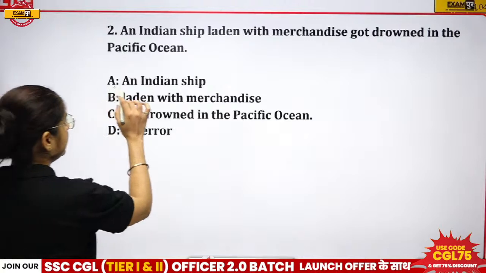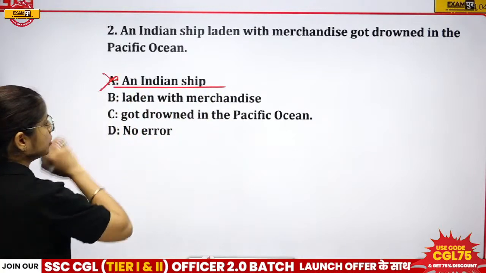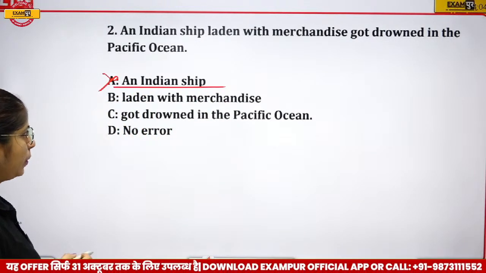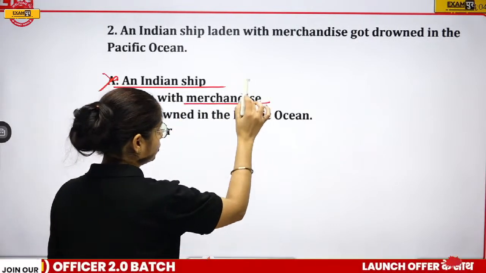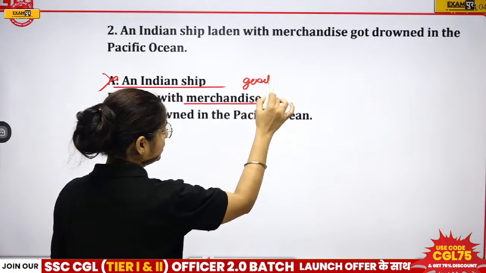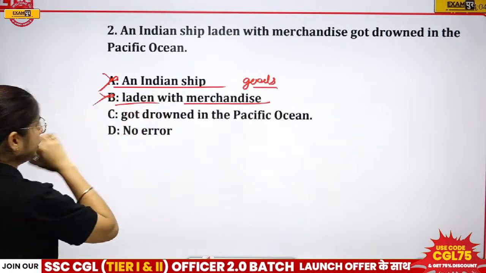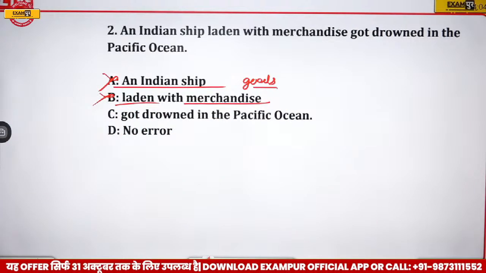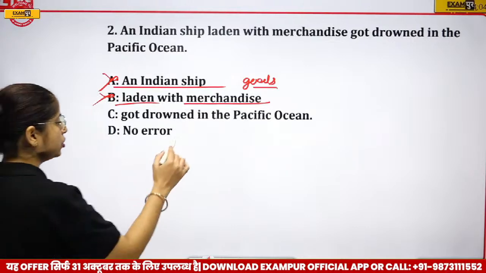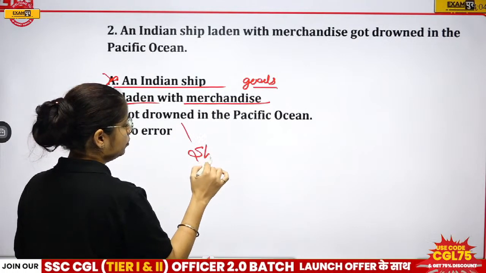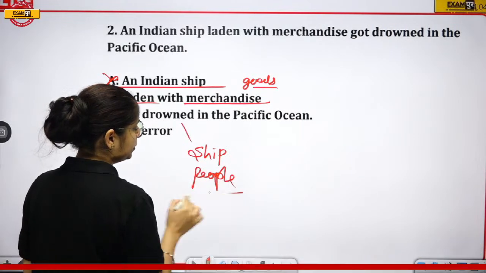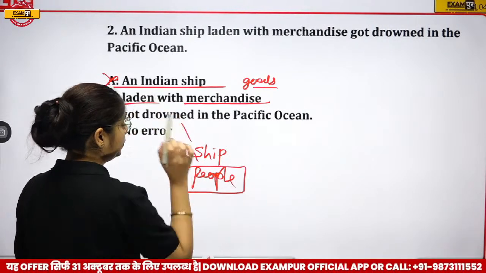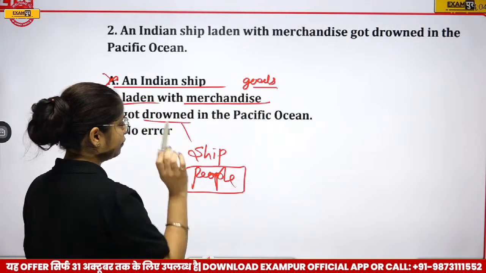An Indian ship laden with merchandise got drowned in the Pacific Ocean. An Indian ship, is there any error? No. Cancel it. That's okay. Laden with merchandise. Laden means fully loaded with the merchandise, the goods. Right? That's also okay. There is no error in B. Got drowned in the Pacific Ocean. We're talking about a ship, not people. Had it been people, then the word drowned would have been correct.